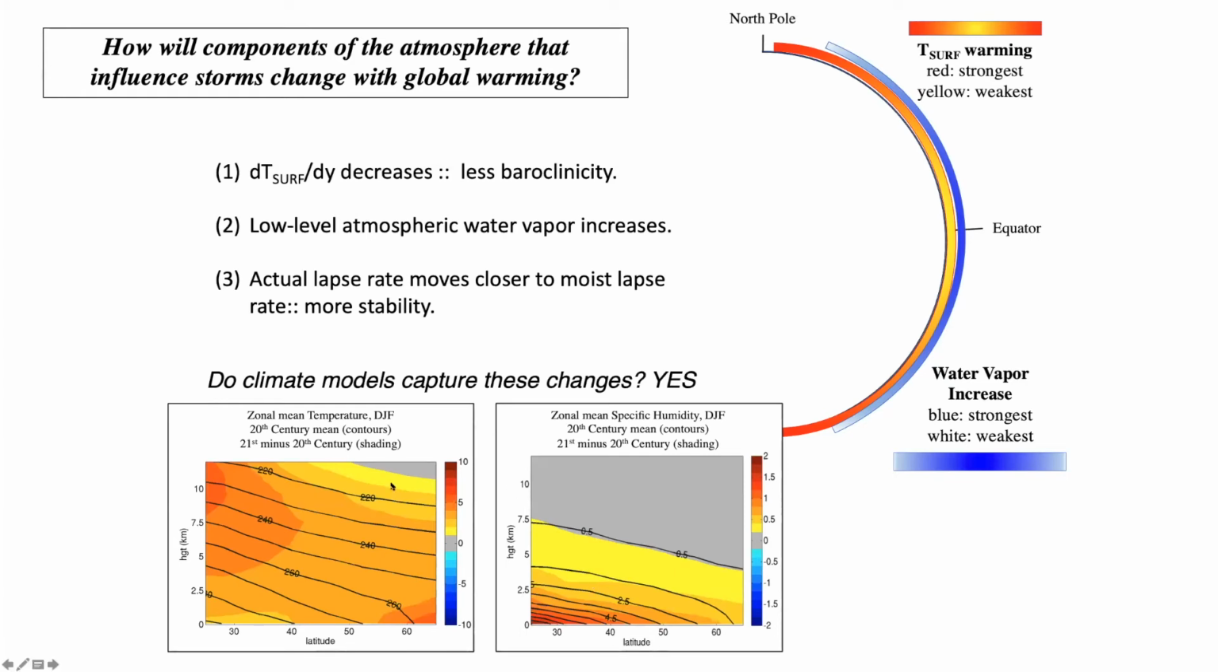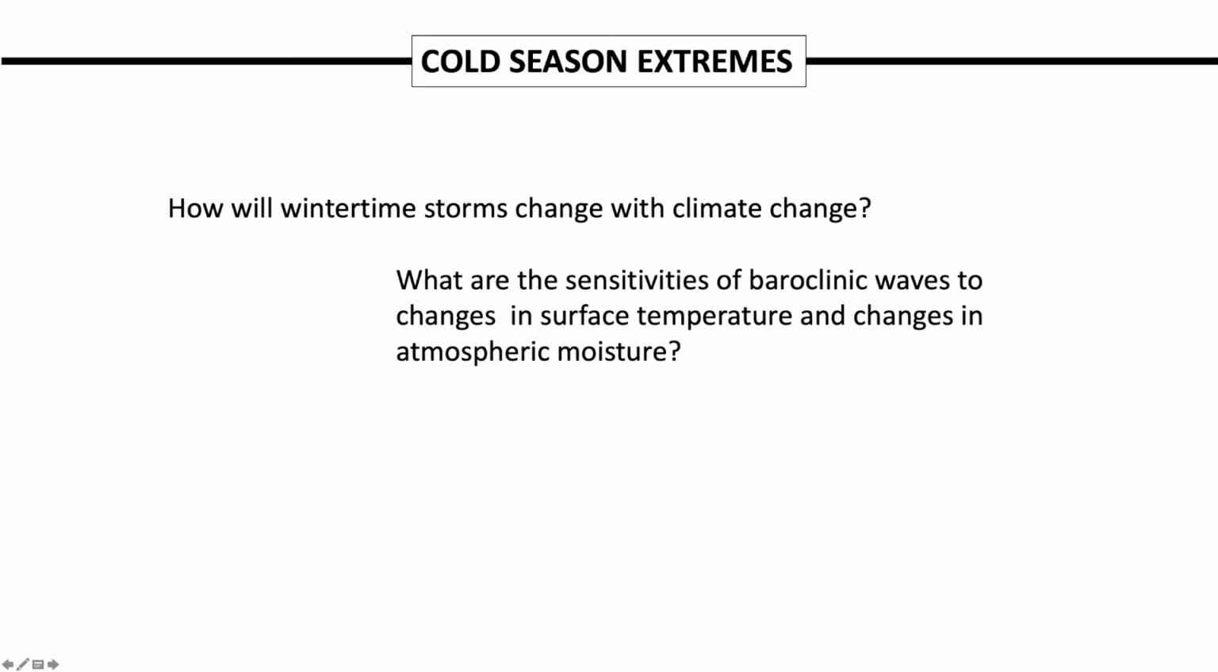All right, do the climate models capture these things? Yes. The shading is what we've seen before, where we have amplified warming in the tropical troposphere and amplified warming in the Arctic, and we're going to focus on this amplified warming weakening the north-south temperature gradient. The shading over here shows the change in water vapor, and everything is getting more moist. So the research question is: how are the wintertime storms changing with climate change? And what is the sensitivity of the baroclinic waves to changes in surface temperature and changes in atmospheric moisture?